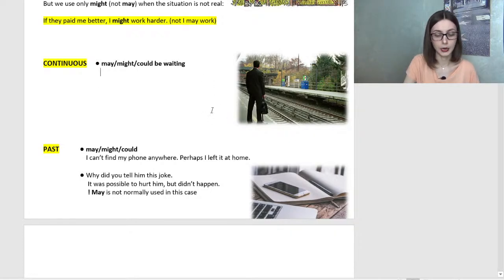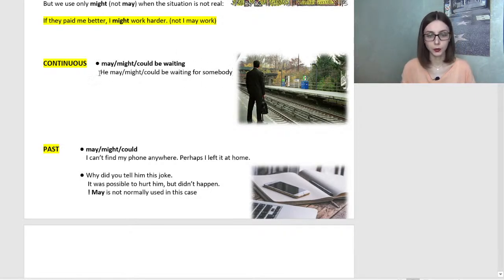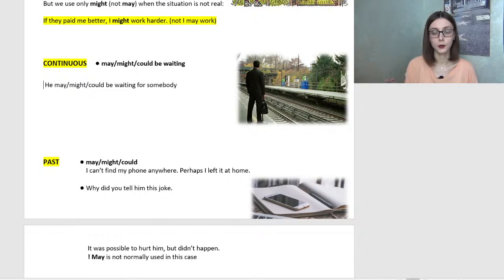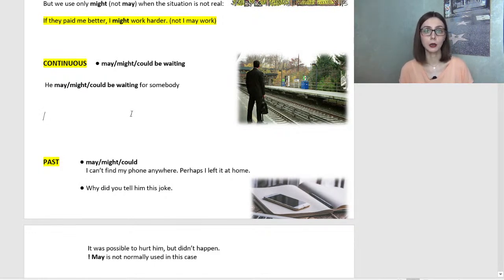Or you can say he may, or might, or could be waiting for somebody. So this is what you can say. So he may be waiting for somebody, he might be waiting for somebody, or he could be waiting for somebody. Like, do you know what this guy is doing? Oh, I don't know, he might be waiting for somebody, or he could be waiting for somebody.